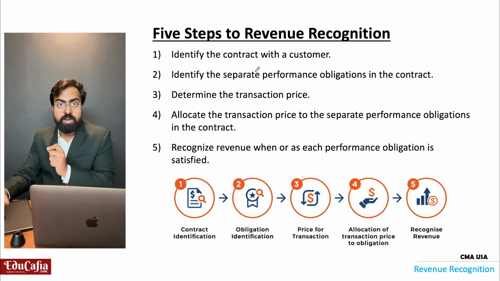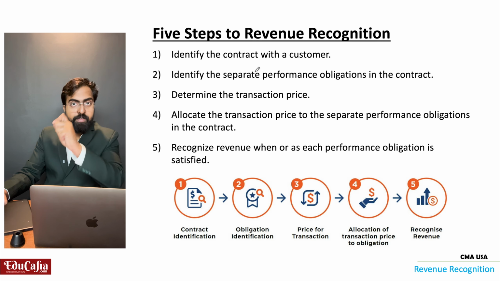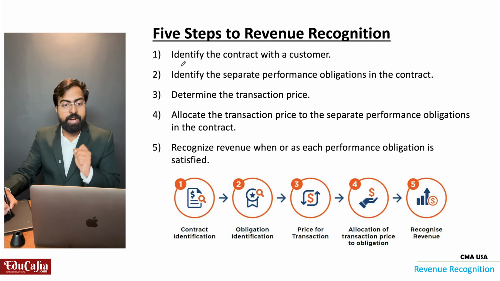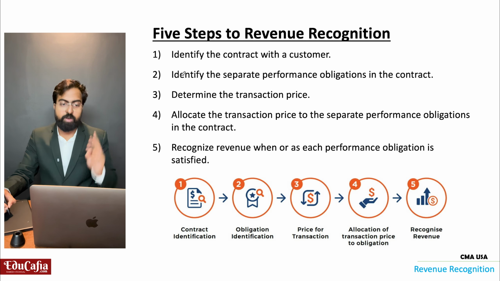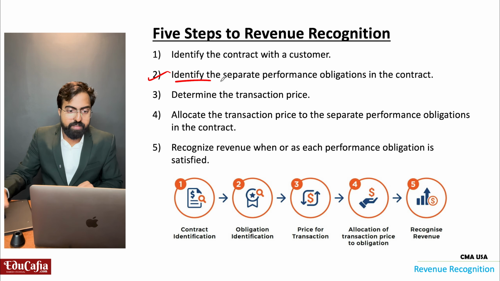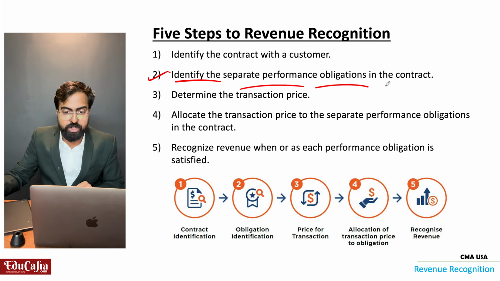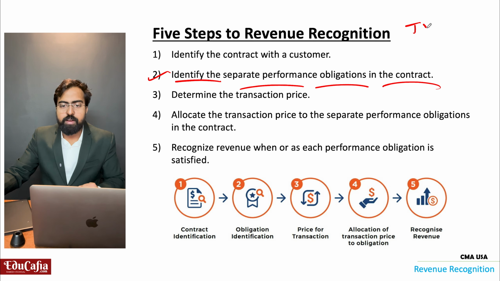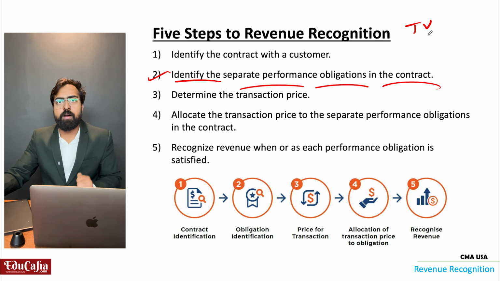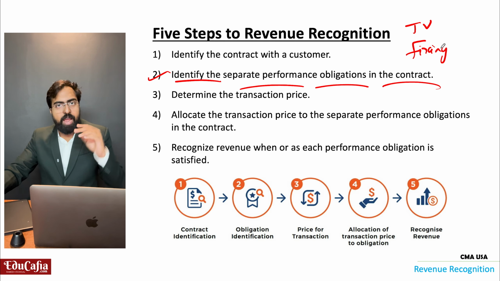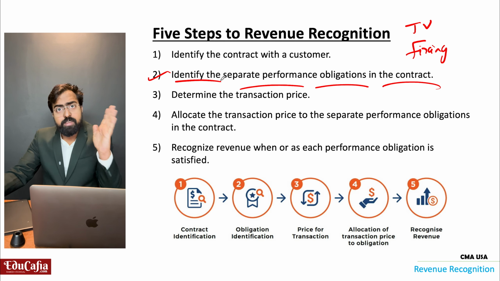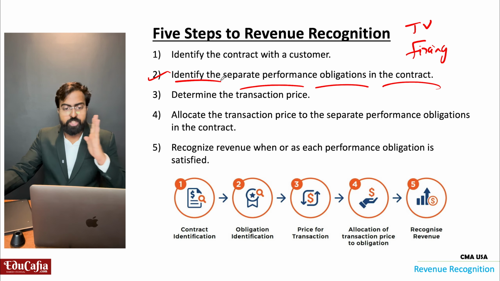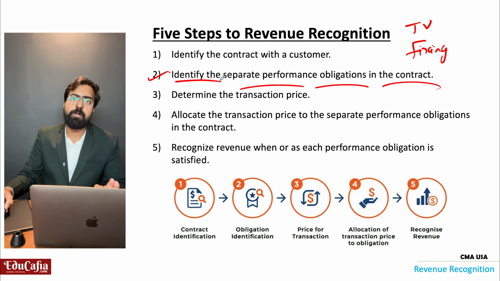For becoming a contract, there are some rules and regulations that we will discuss. First of all, I have to identify whether it is a contract or not. Next, identify the separate performance obligations in the contract, like selling a TV, which is the first performance obligation. The second one is fixing the TV, the second performance obligation.